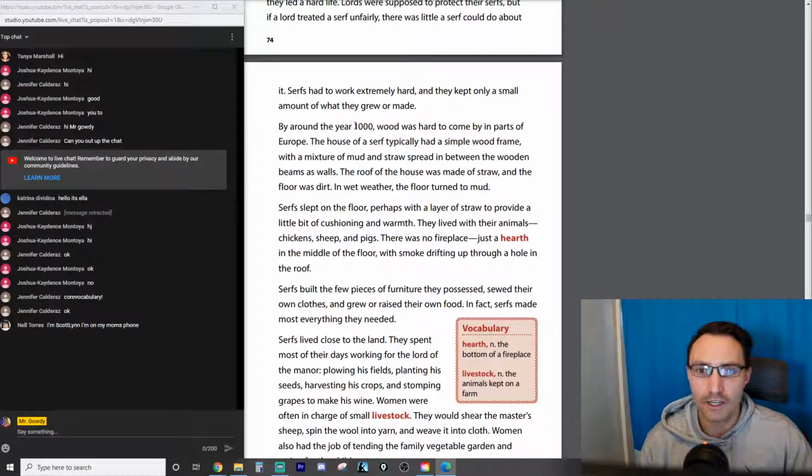By around the year 1000, wood was hard to come by in parts of Europe. The house of a serf typically had a simple wood frame with a mixture of mud and straw spread in between the wooden beams as walls. The roof of the house was made of straw, and the floor was dirt, and in wet weather the floor turned to mud.